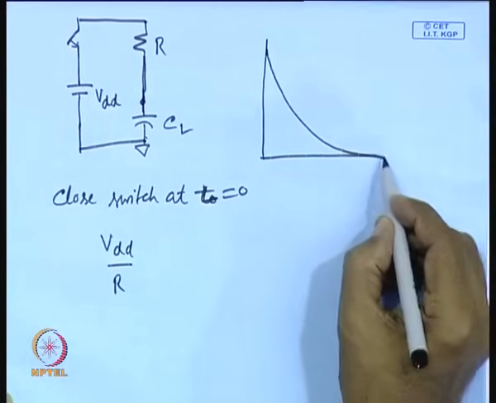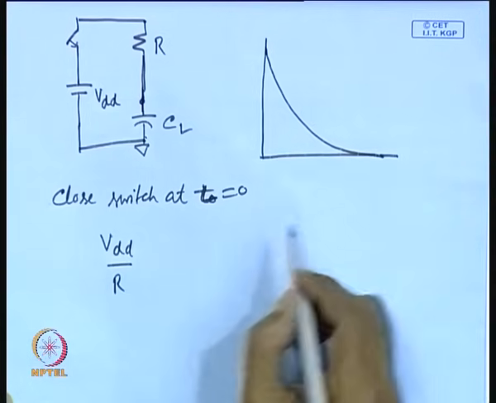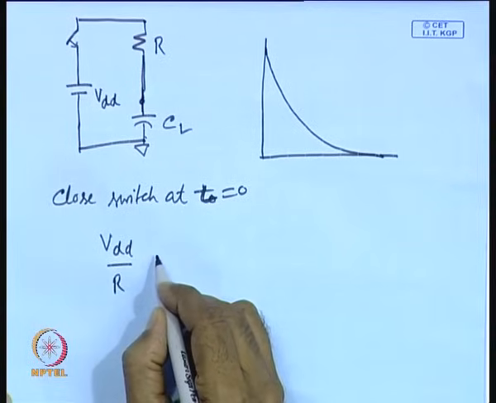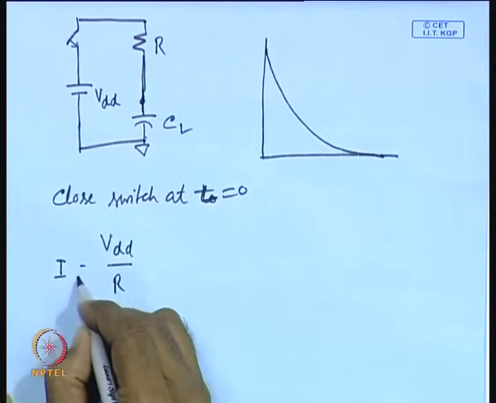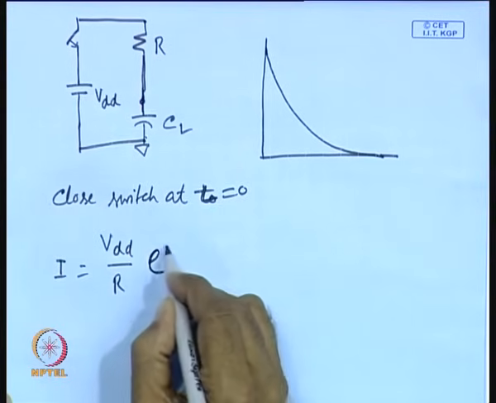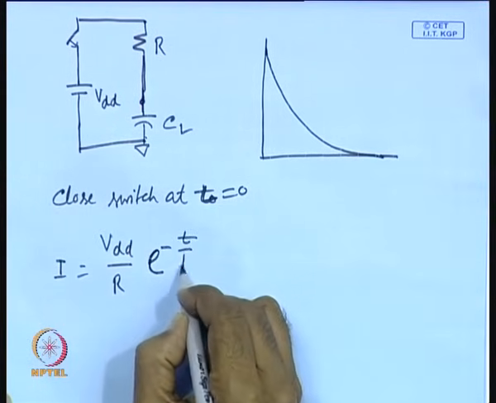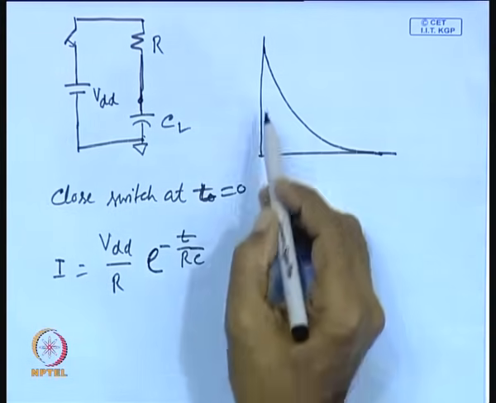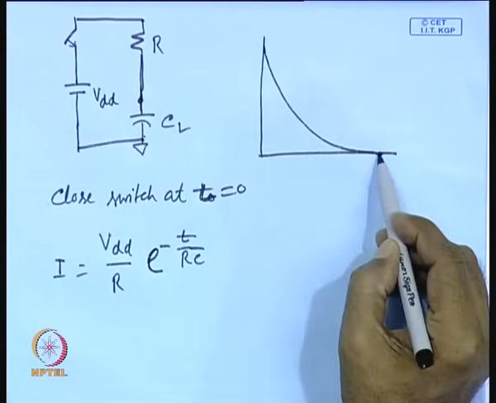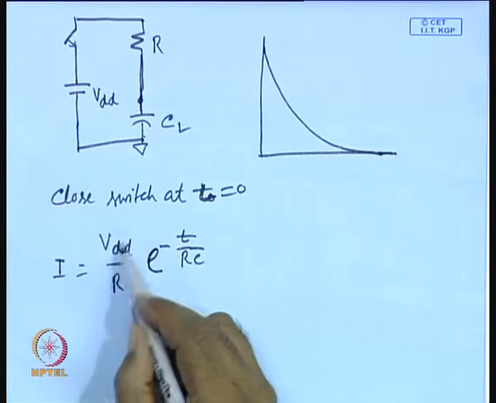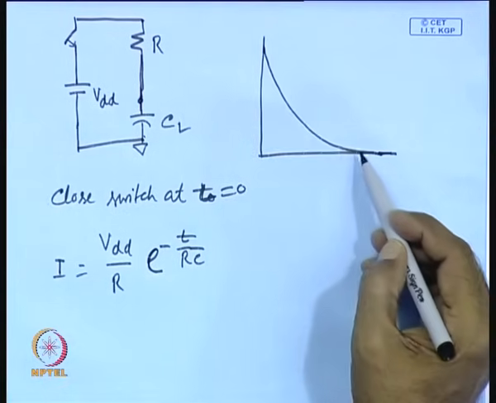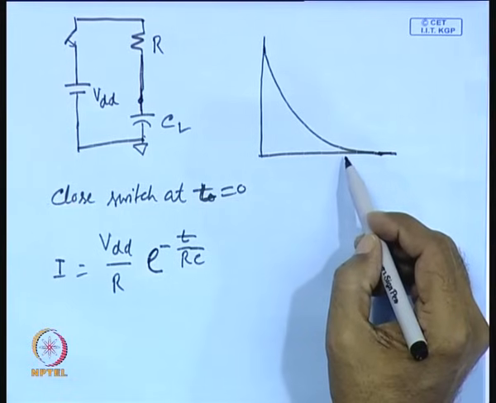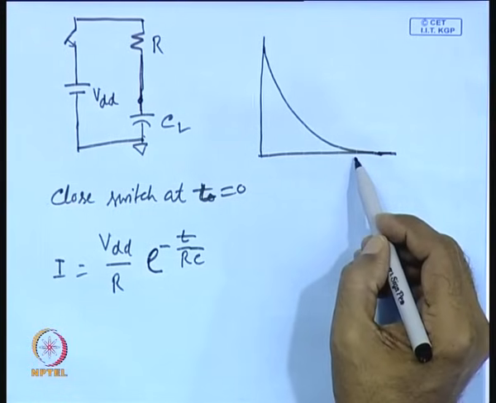and it will eventually become 0, asymptotically approaching 0, and the corresponding equation of current is I equal to VDD by R into e to the power minus t by RC. That means it depends on the time constant and the rate at which it will decay. So, this is the typical current drop that flows in this circuit.